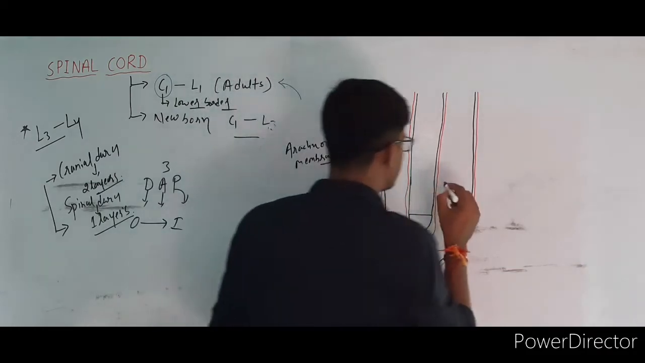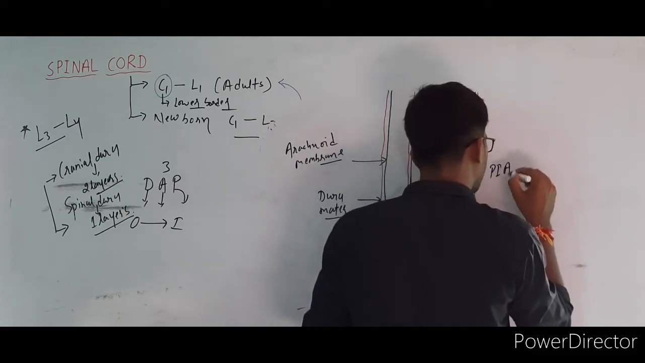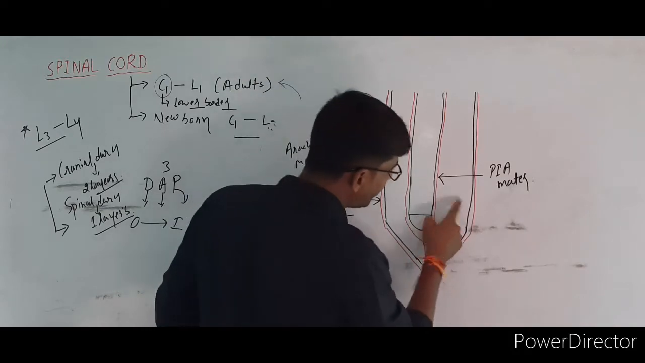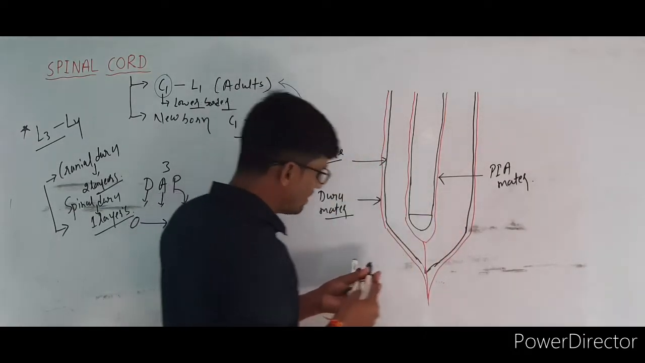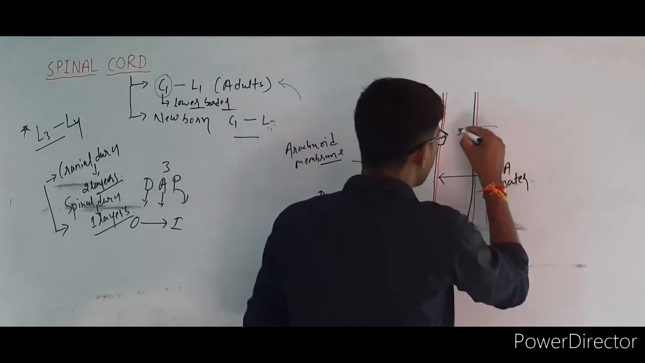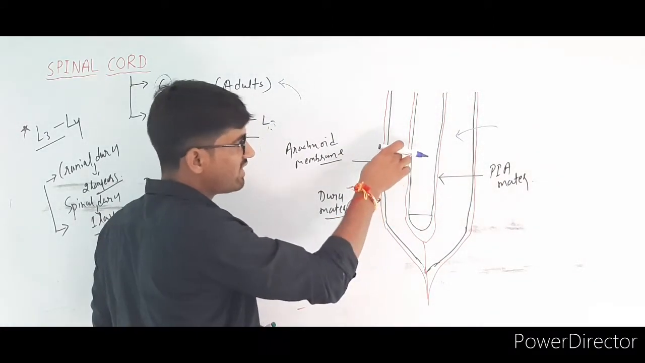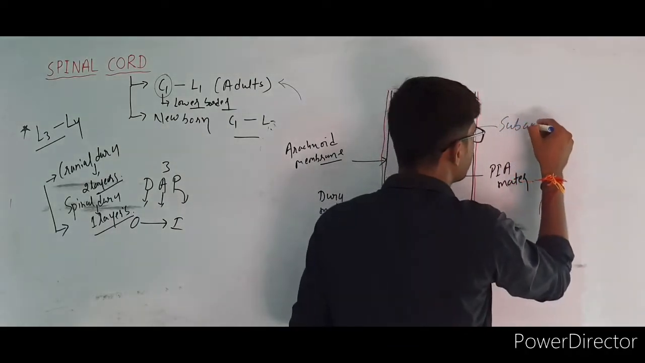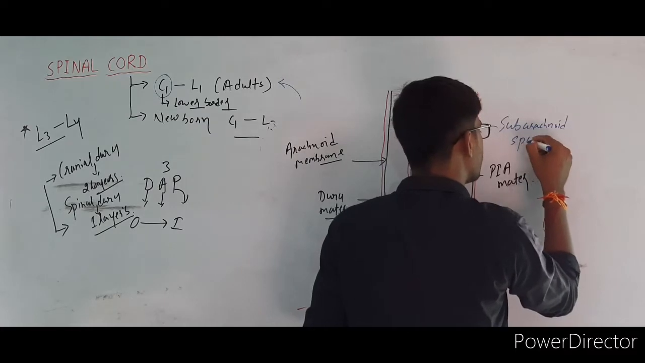Arachnoid membrane. And what is this? This is the pia mater. So inside here is the arachnoid membrane. Inside the arachnoid membrane, what is this space called? Subarachnoid. The arachnoid membrane is here, and this is inside the arachnoid, right? So this is the subarachnoid space.